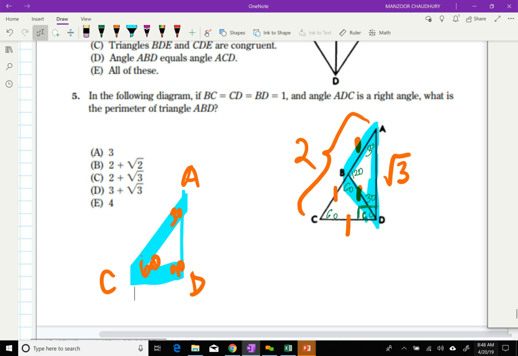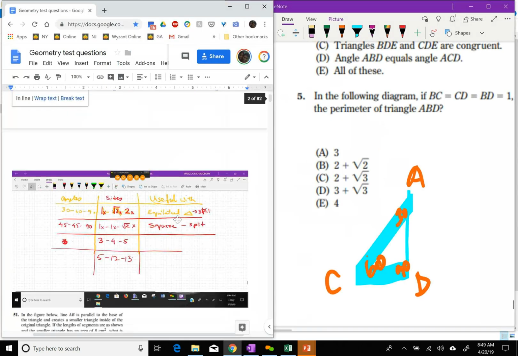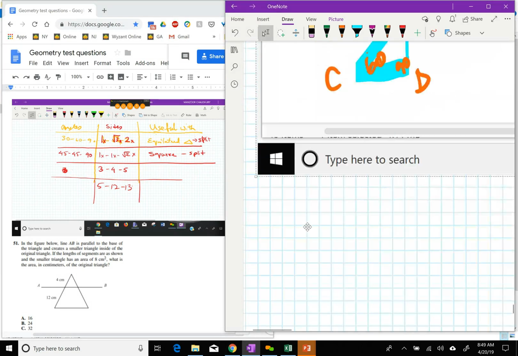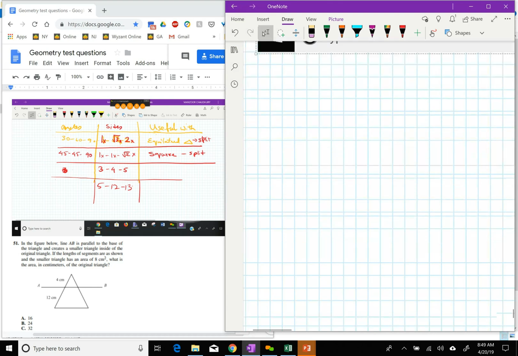For that special triangle, if it's 30, 60, 90, the longer side is always 2, and the height is always square root of 3. Okay, I went over this in the other slide. 1, root 3, these are special angles. Let me copy this actually.